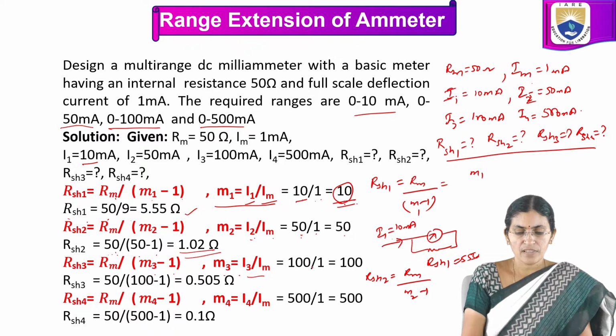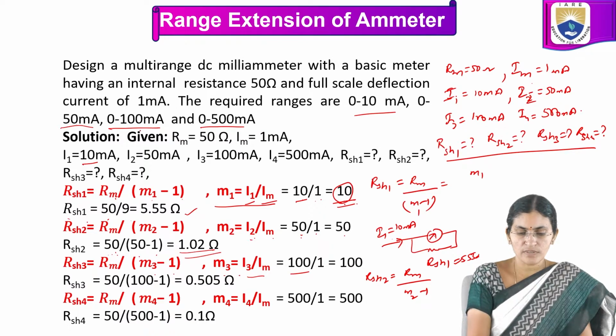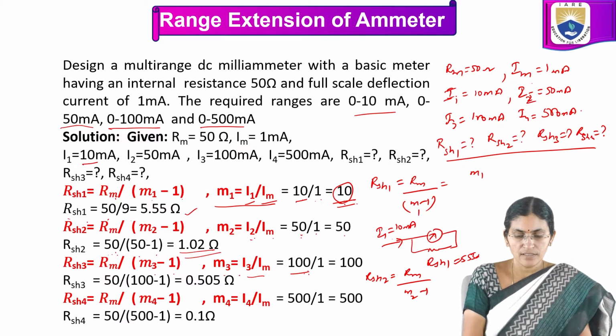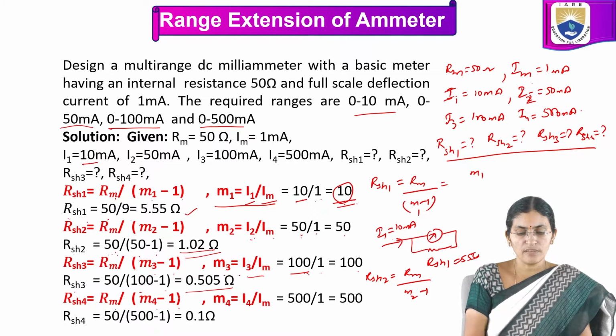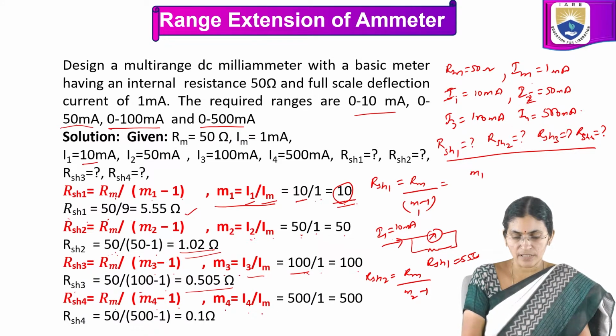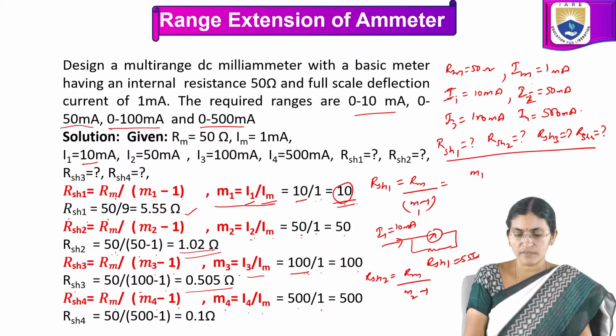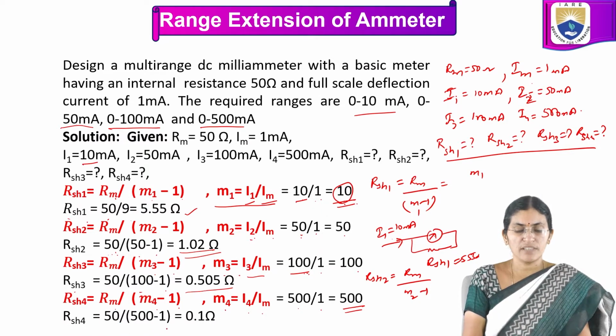Next is RSH3 is equal to Rm by M3 minus 1, where M3 is equal to I3 by Im. I3 is the third range, 100 milliamperes divided by 1, is equal to 100. RSH3 is equal to 50 divided by 100 minus 1, which is 0.505 ohms. RSH4 is equal to Rm by M4 minus 1. Here M4 is equal to I4 by Im, that is equal to 500 divided by 1, which is equal to 500. RSH4 is equal to 50 by 500 minus 1, which is equal to 0.1 ohms.